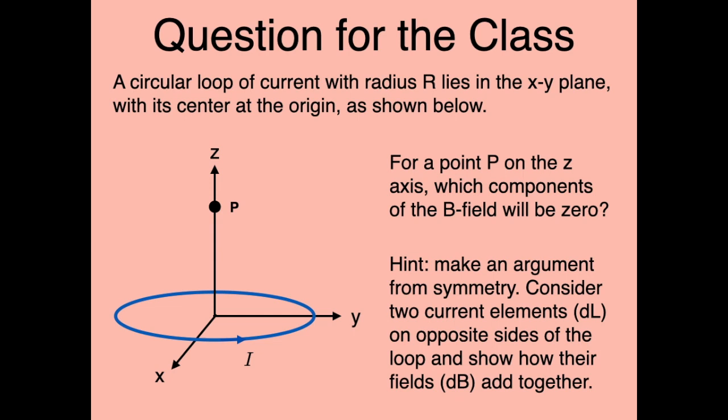So here's the situation. I have a circular loop of current with a radius of r, and that lies in the xy plane. The center is at the origin. The current is just going in a circular loop in the xy plane as shown right there. Let's consider a point P that's on the z-axis. My question for you is, which components of the B field at that point are going to be 0? I want you to do this by making an argument from symmetry. So consider 2 current elements, that's dl, on opposite sides of the loop, and try to figure out how their magnetic fields are going to add together. Work this out and see what you come up with.